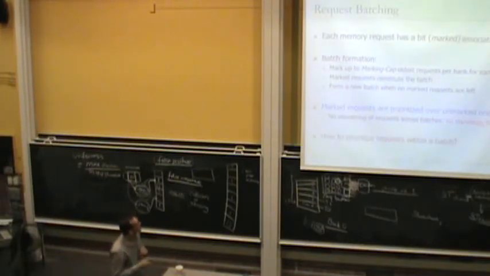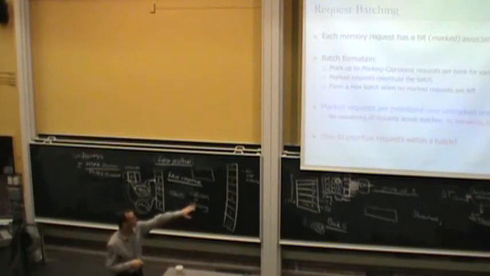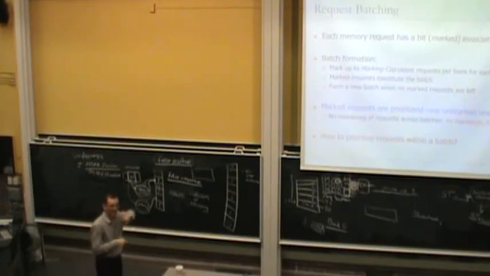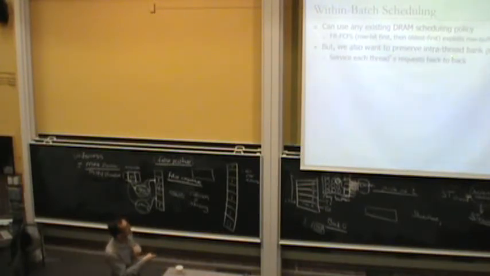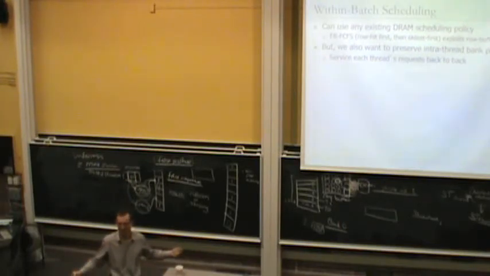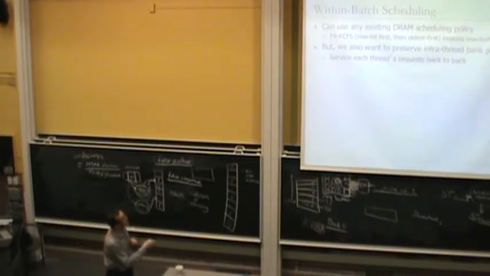Okay? Now the key question is, how do you actually prioritize requests within a batch? You could actually use any DRAM scheduling policy within that batch, right? You could do row hit first to exploit row buffer locality. But we also want to preserve bank parallelism. If you did this, then you won't preserve bank parallelism, right? We've already seen this. So we would like to service each thread's request back to back. So how do you do that?